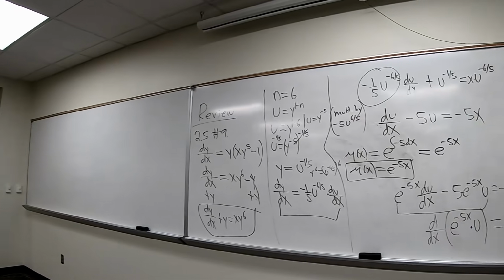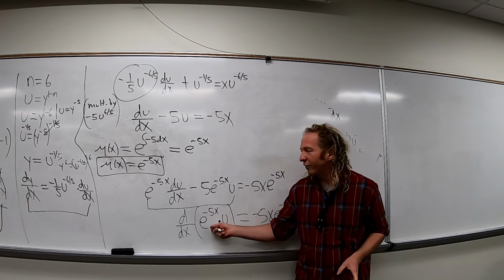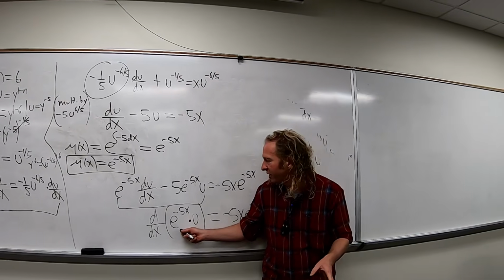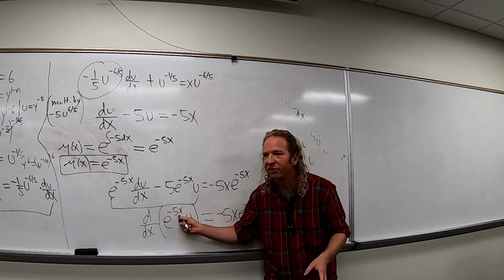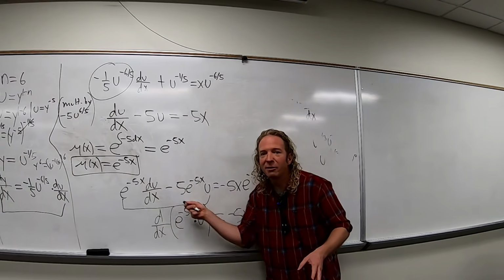So yeah, let's check this. This is the product rule, right? It's the derivative of the first. The derivative of e to the x is e to the x, so it'll be e to the negative 5x times negative 5. That's there. Times the second plus the first times the derivative of the second.